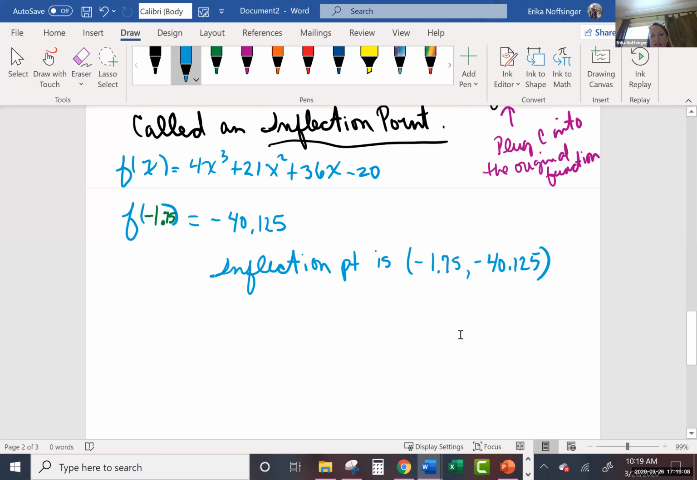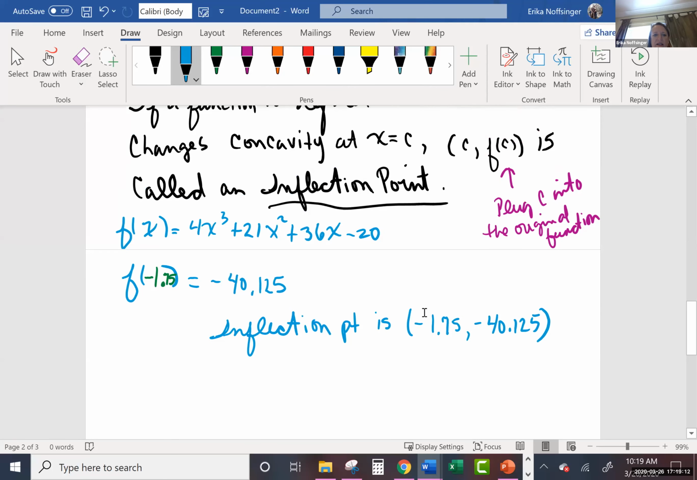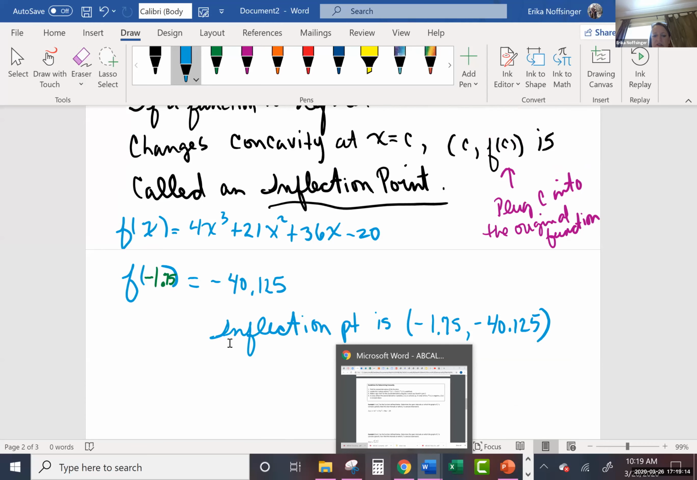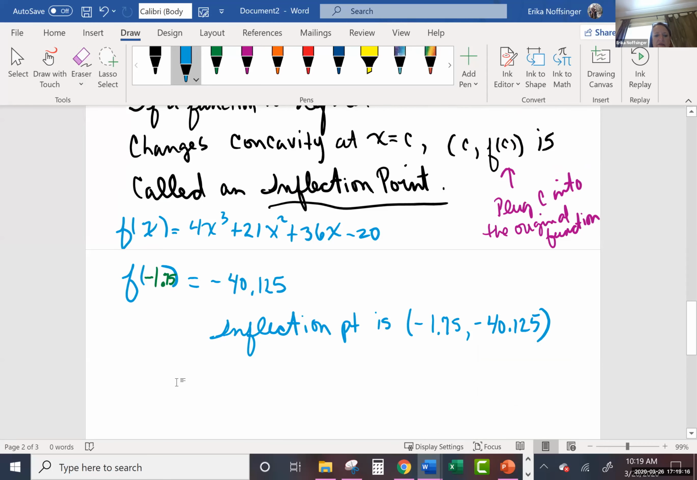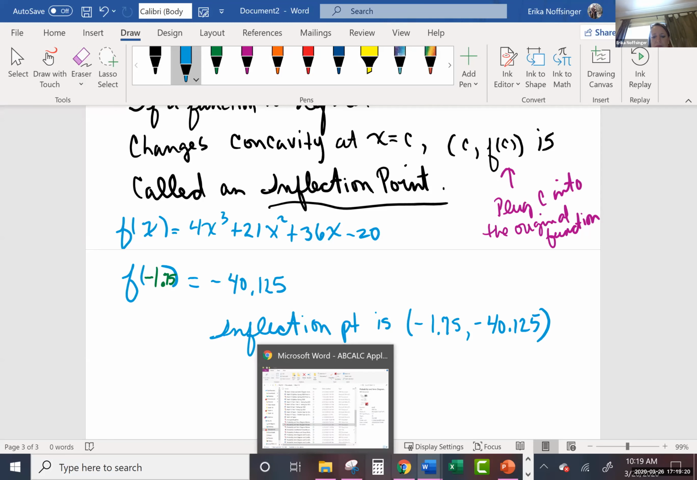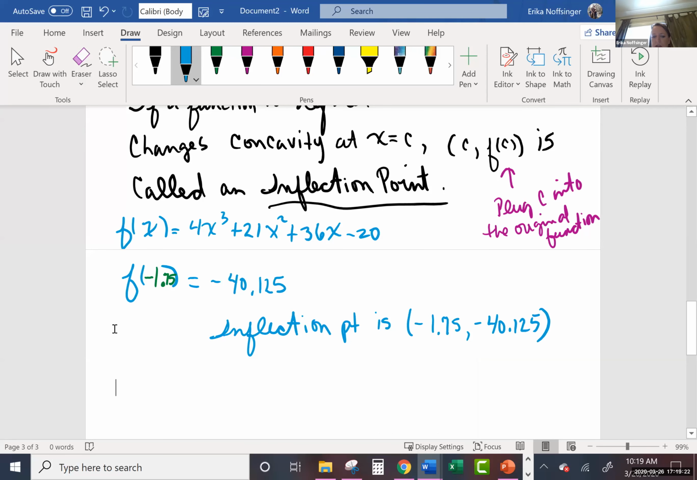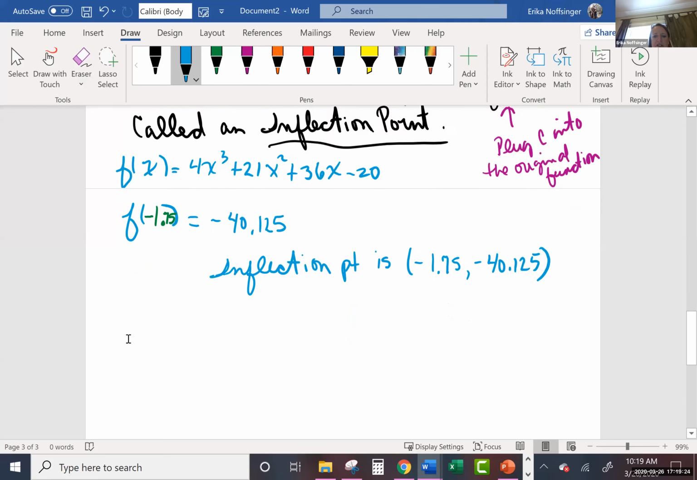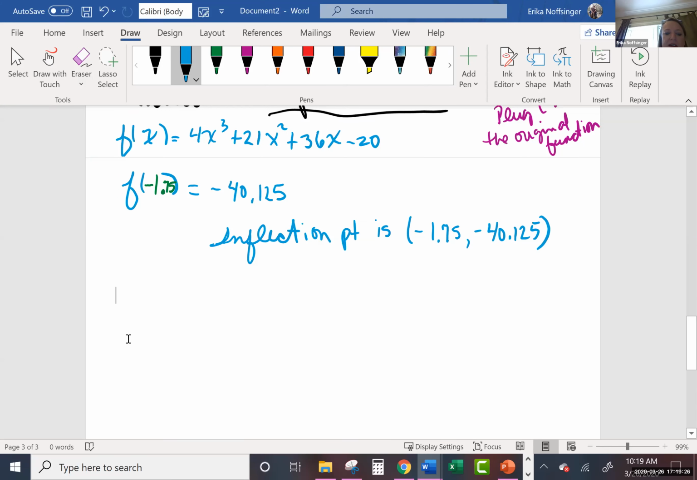Okay, so looking at that, let's find out where it's increasing and decreasing. Actually, before we do that, because my math lab is going to ask you, so what interval is it concave up and concave down?